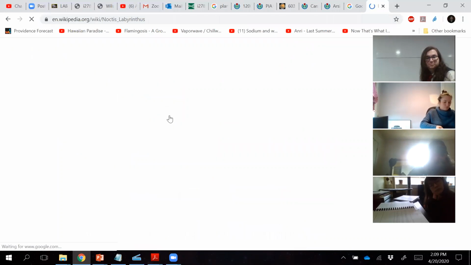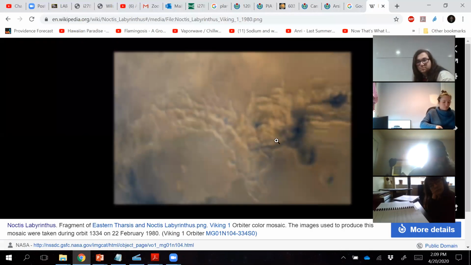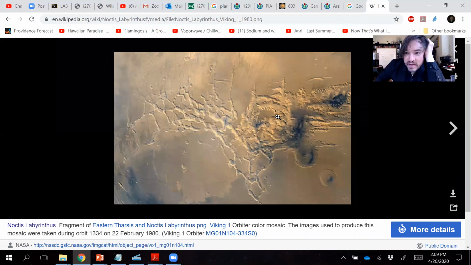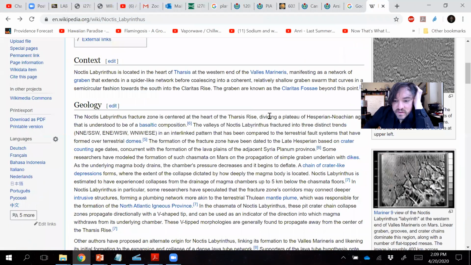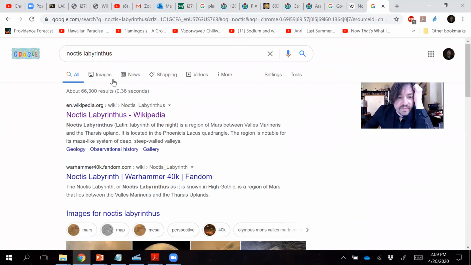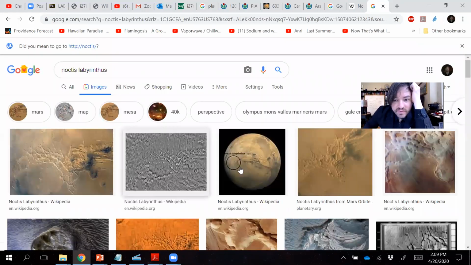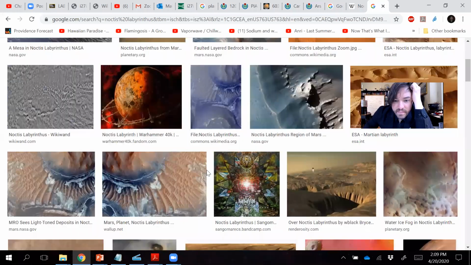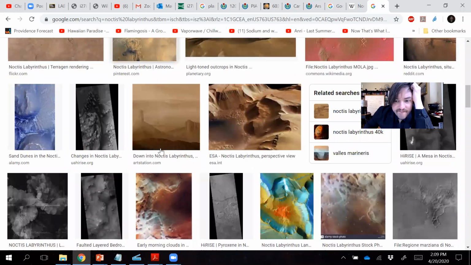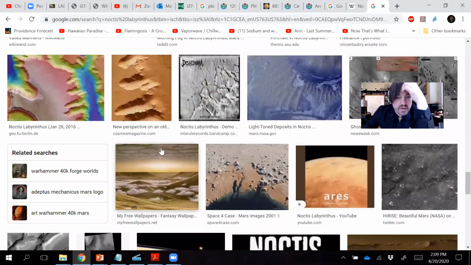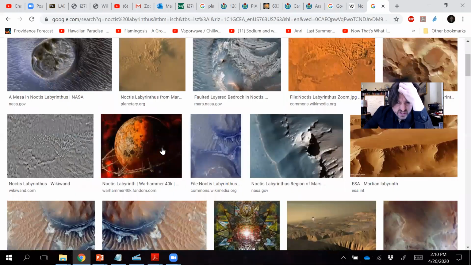I want to show you a couple of wiki pictures from it. So here's a high resolution image. Wait, no, there's a better one of the Noctus Labyrinthis from space. I want to show you this one in particular. This is actually something I meant to bring up during this lab, and I was about to forget it. So you did me a solid here. Tools, size, large. One picture in particular. There's just a beautiful, beautiful photo. There's two that I want to show you.